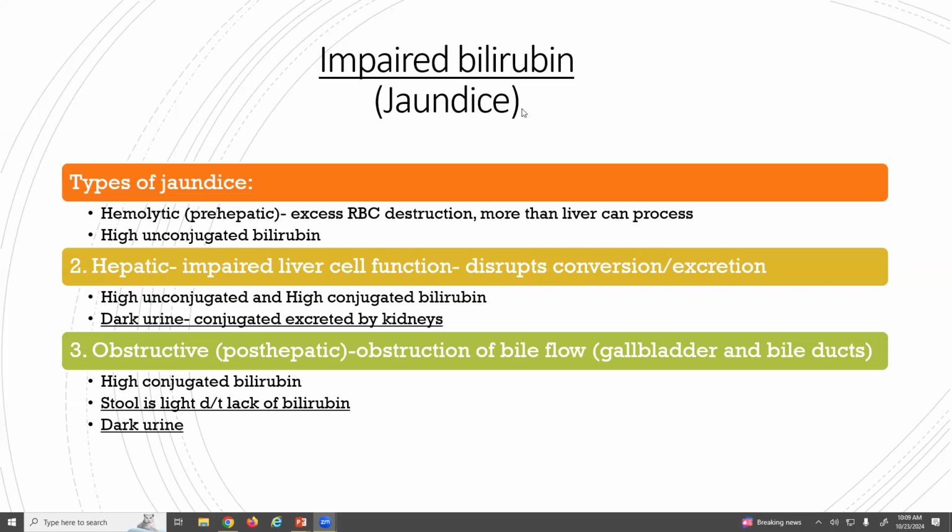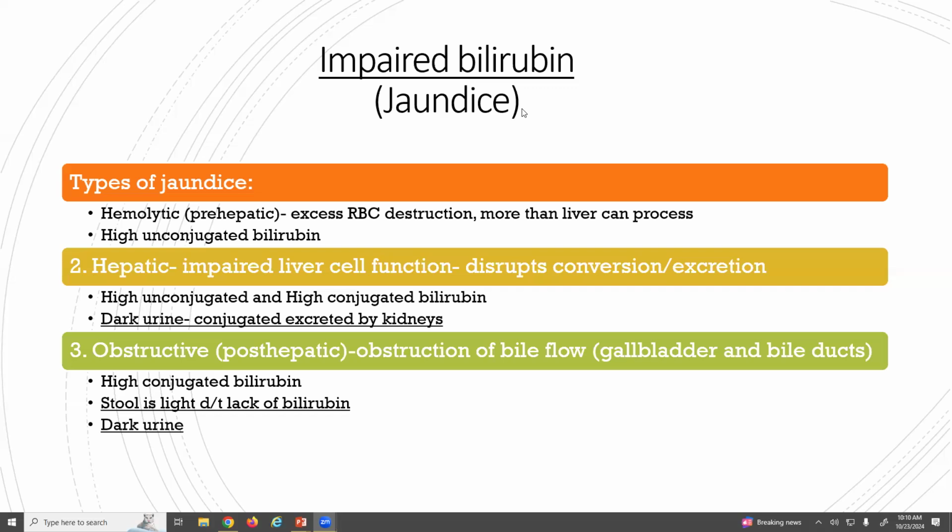High unconjugated bilirubin, that can also cause your jaundice, right? So think back to the slide before. So we also have hepatic, so impaired liver cells, like we talked about. We can't convert and excrete. You will see dark urine in these cases because we're not able to excrete the bilirubin.